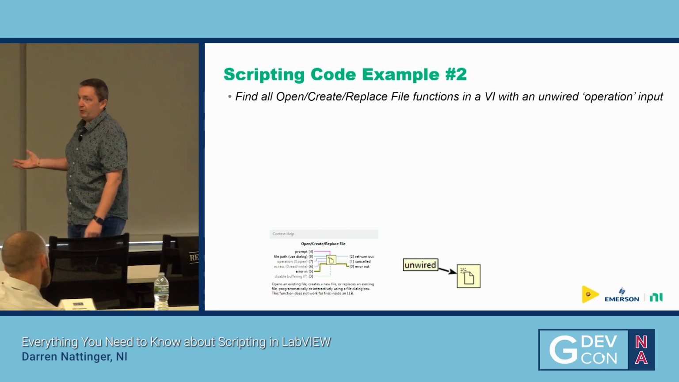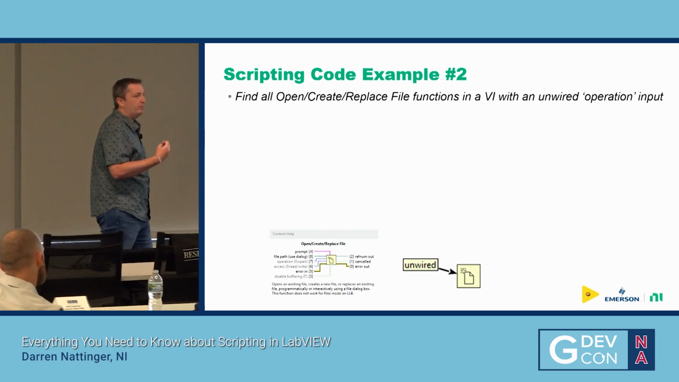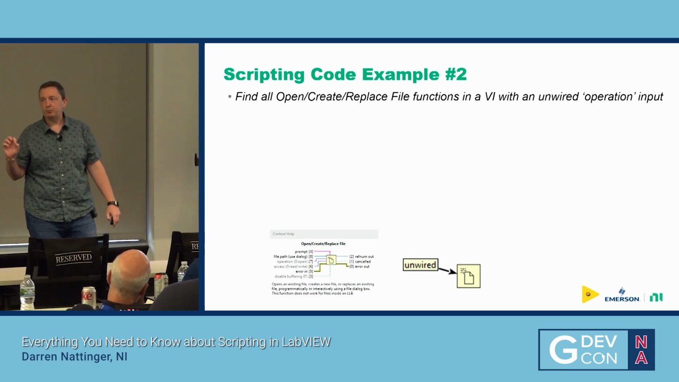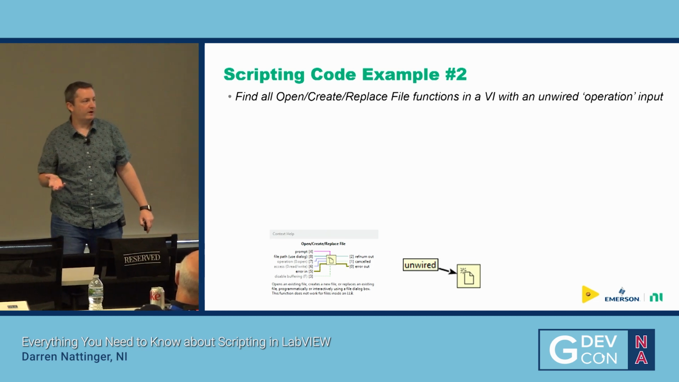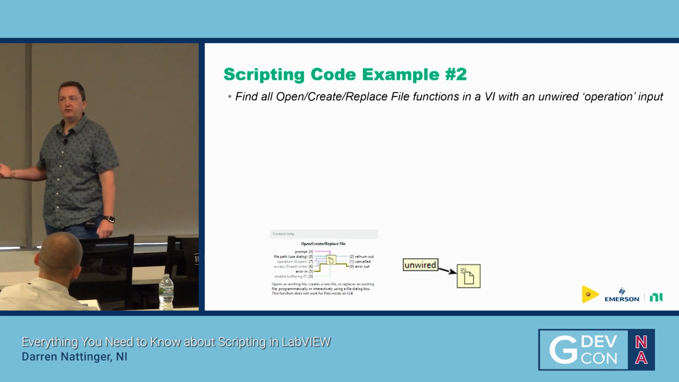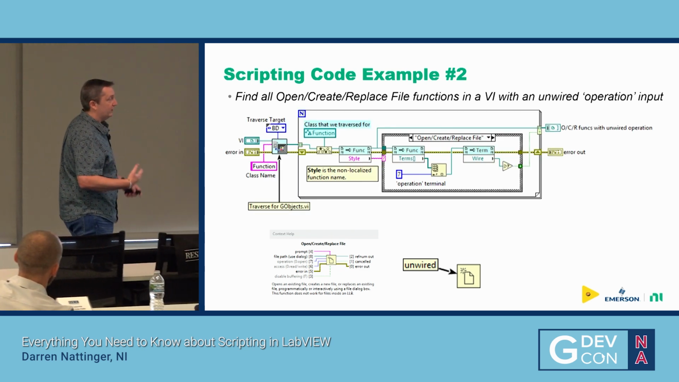Another scripting code example. Let's say we need to go through our code, find all the places where we call open, create, replace file, and identify where we have not wired the operation input. So the picture at the bottom of the slide is showing us, okay, we want to find when that terminal is unwired. What does the scripting code look like for this situation? It looks like this.